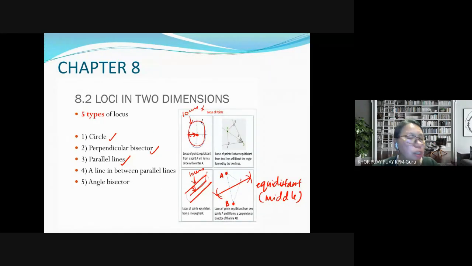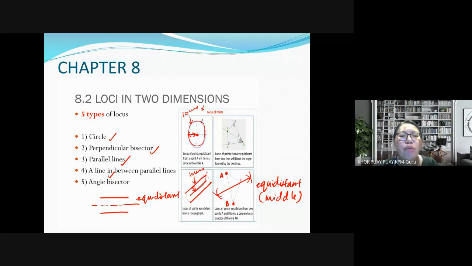All right? So this is the parallel line. Next, if you are given not a line, but two lines. You're given two lines. And they say you must move equal distance also. Equal distance means you must move in the middle, in between of these two lines. You will draw a line parallel in between. So this is a line in between of the parallel lines.